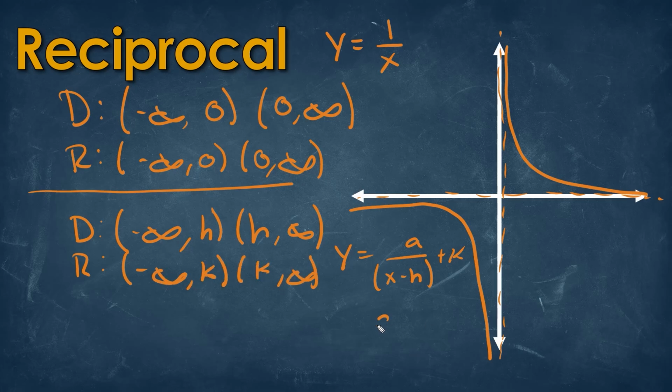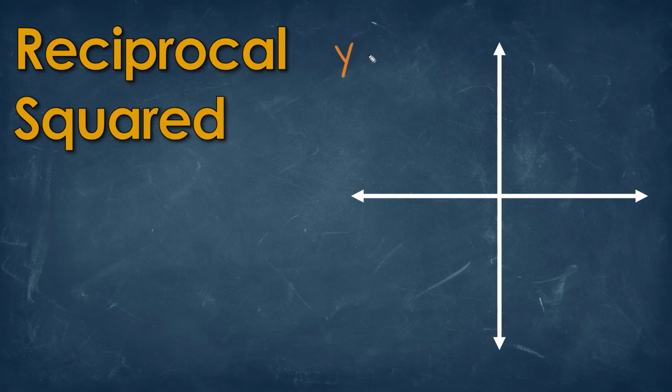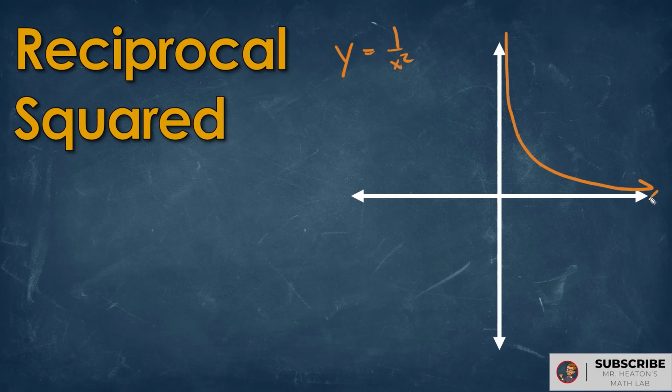Our values of a won't determine any sort of change for domain and range. That is because we see the full length of both x and y. It's just where the asymptotes are set that will determine what values we can't have. The reciprocal squared is going to be the function y is equal to 1 over x squared. And it'll look similar in shape to this, where we see that we have all values of positive y.